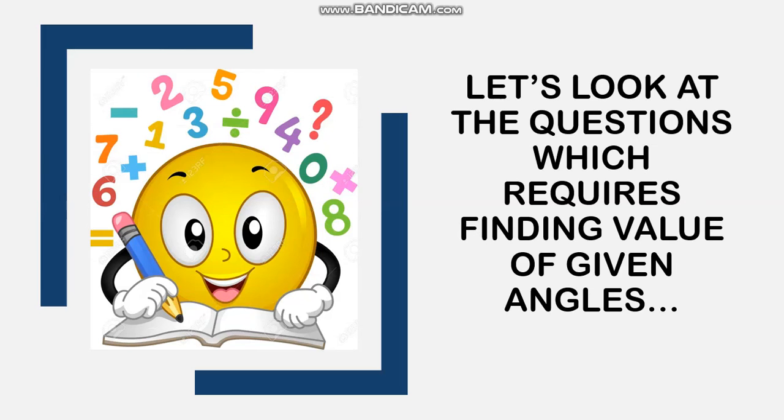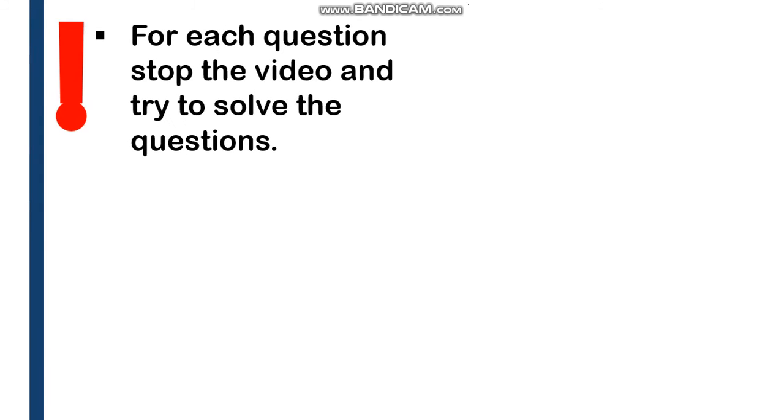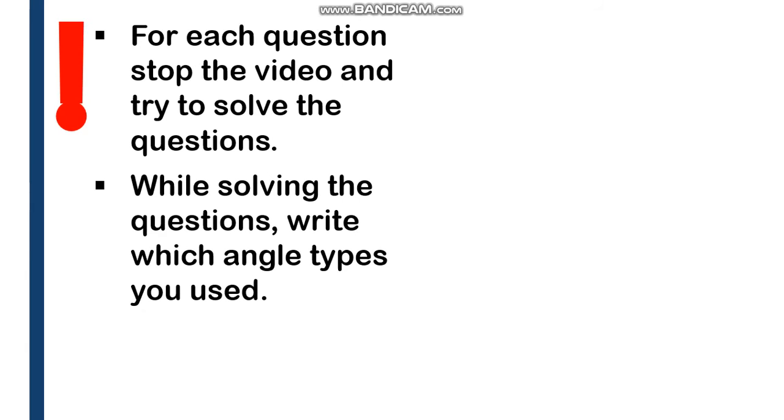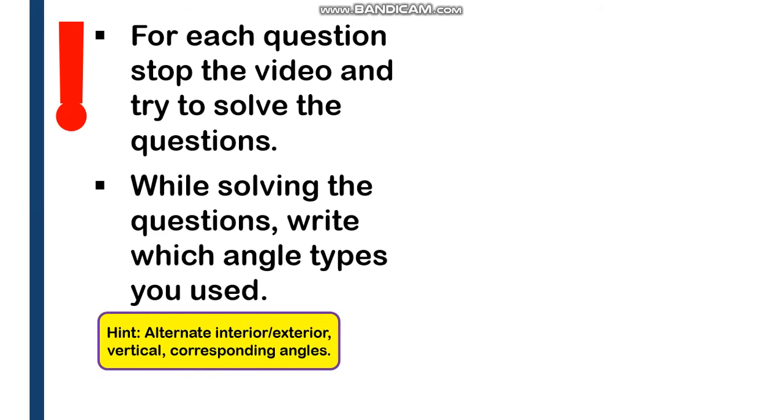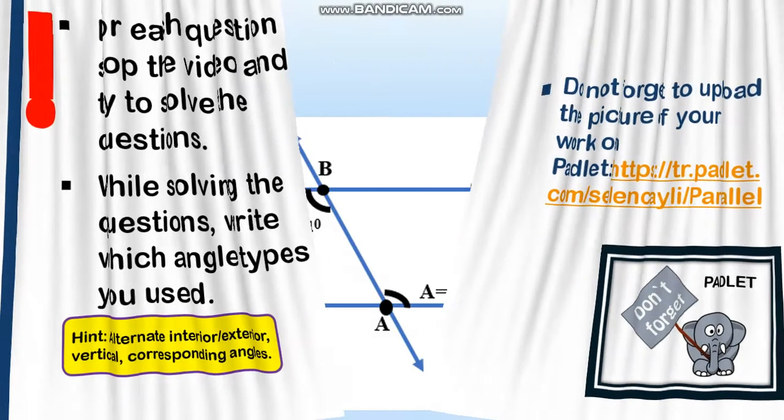Let's look at the questions which requires finding value of given angles. Before starting the questions, I will give you some notations. For each question, stop the video and try to solve the questions. While solving the questions, write which angle types you used. For example, alternate interior, exterior angles, vertical, corresponding angles. And do not forget to upload the picture of your work on Padlet. Let's start.